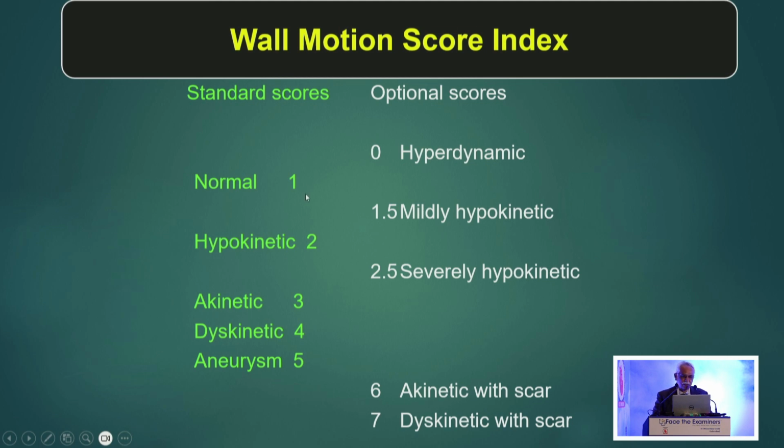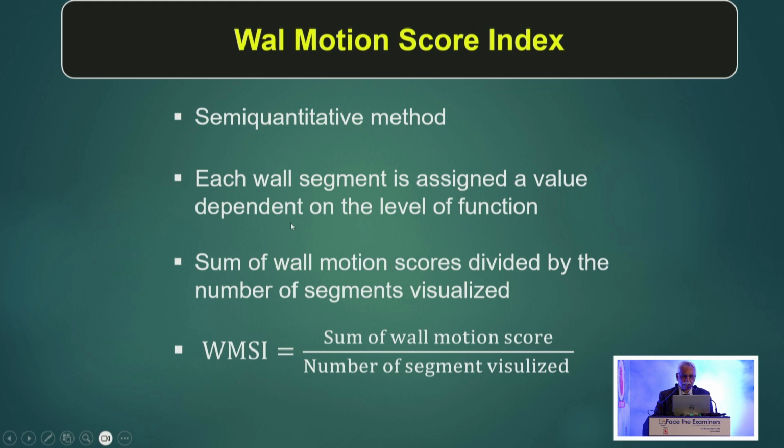Normal is given a score of 1, hypokinetic a score of 2, akinetic a score of 3, dyskinetic a score of 4, and dyskinetic with an aneurysm a score of 5. This 1 to 4 score can be totaled and divided by the number of segments to calculate what is called the wall motion score index. So the total score, divided by the total number of segments visualized, gives you the wall motion score index.